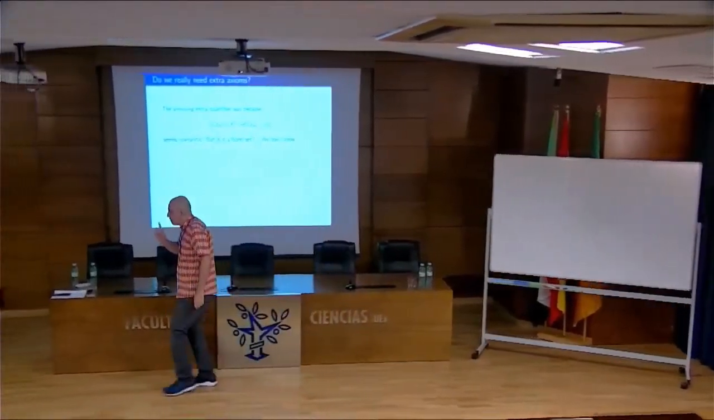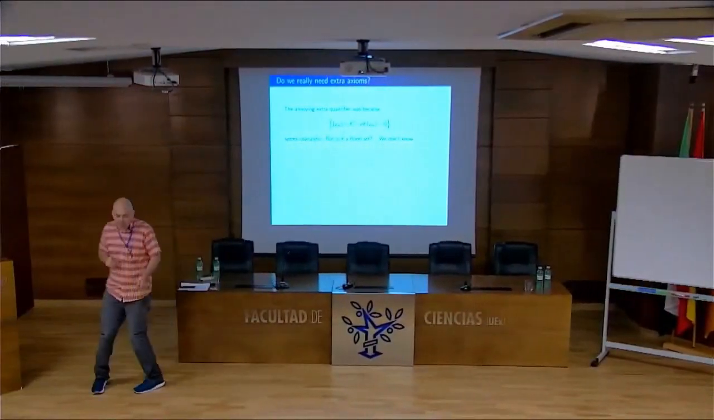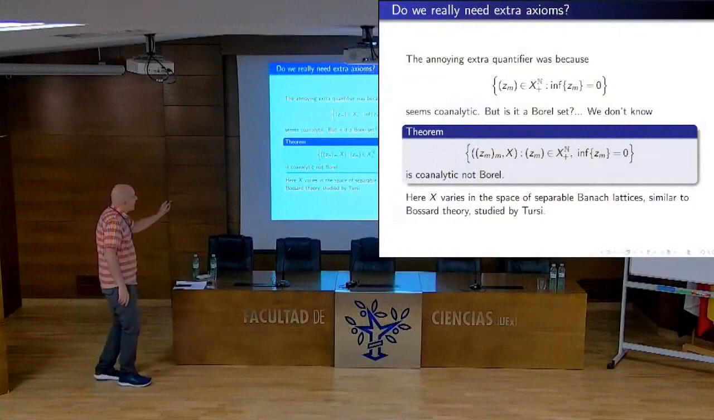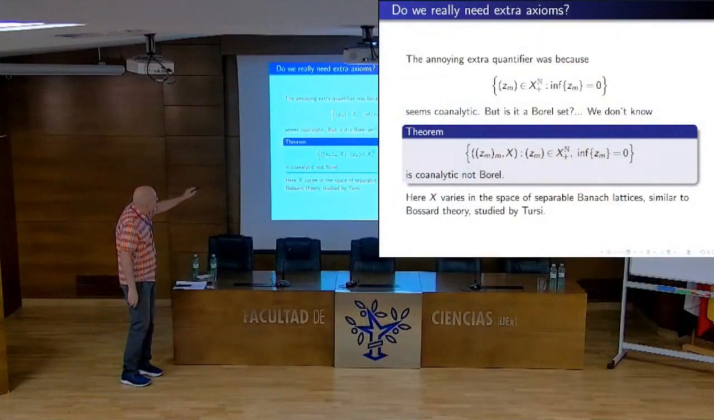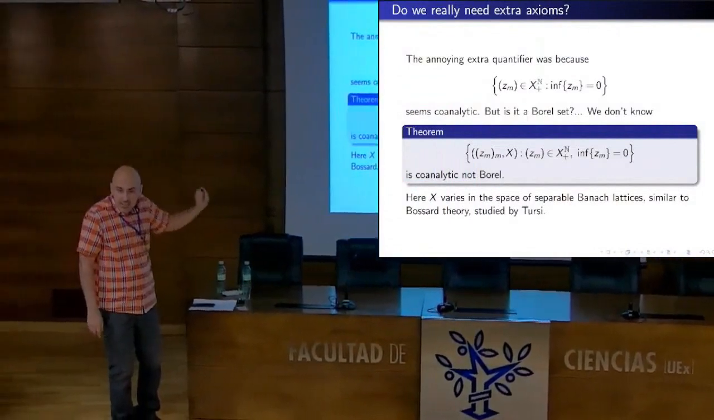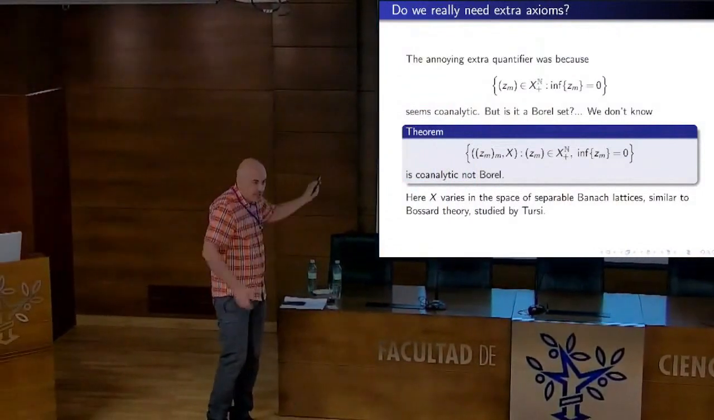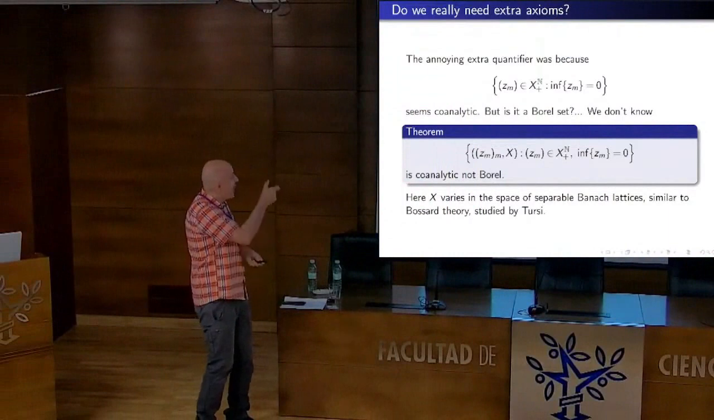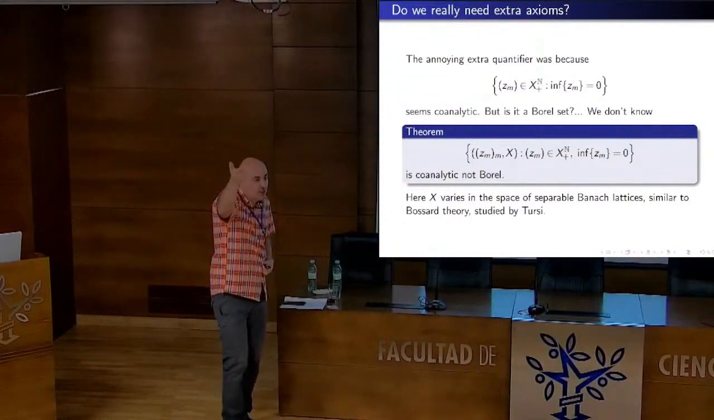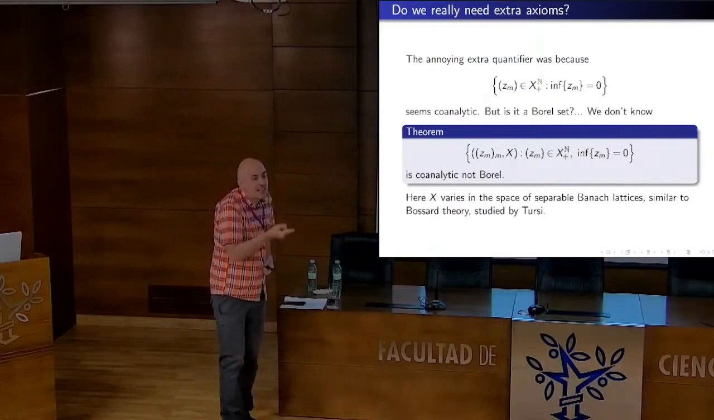We don't know. Okay, but we know something. I will write what we know. I know that if we take all the pairs given by a Banach lattice X and a sequence of positive elements, and those pairs whose infimum is 0, we know that the set is not co-analytic.